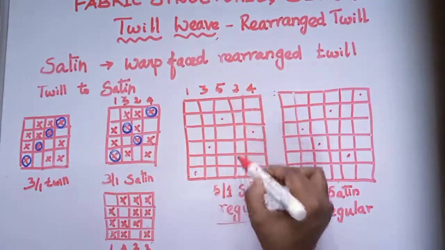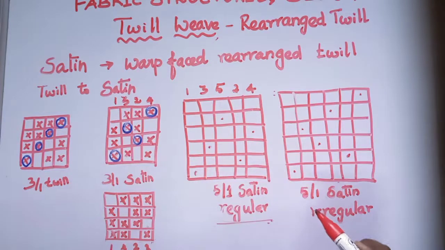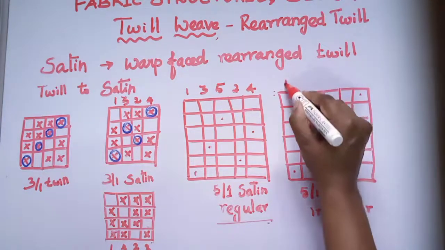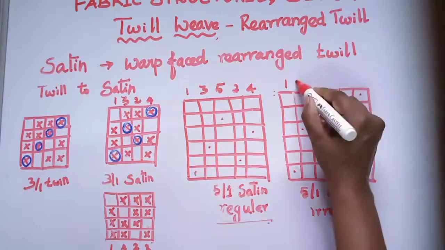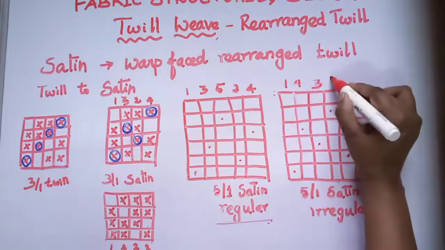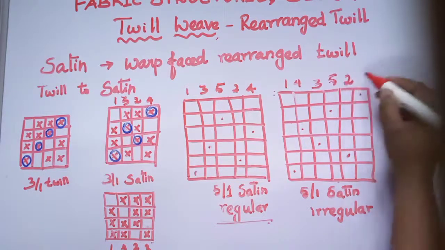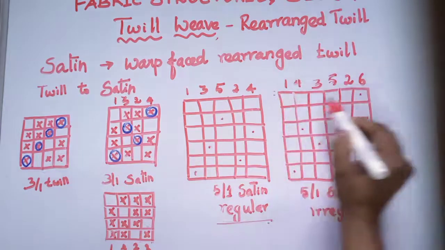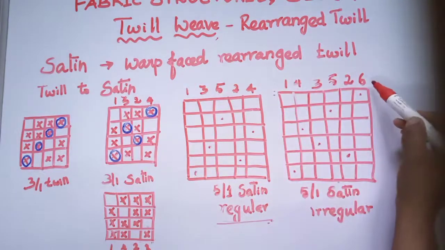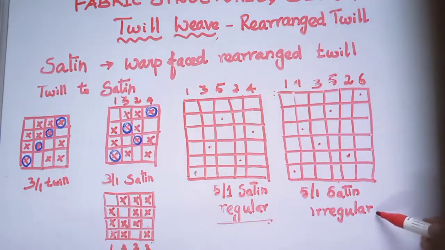This is a one skip of rearranging the starting point. Here is the 5 by 1 irregular satin: 1, 4, 3, 5, 2, 6. There is no pattern in rearranging the starting point, so this is known as irregular satin.